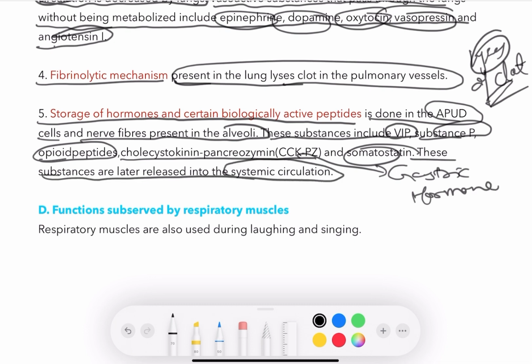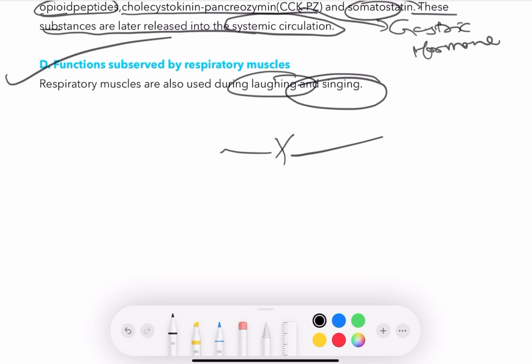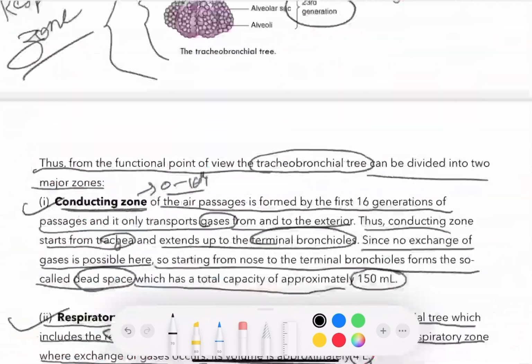So even the storage of such hormones is done by the respiratory system, and whenever needed, they are provided to the systemic circulation. Do remember. And last are the functions served by the respiratory muscles, that is laughing and singing. So here the physiological anatomy of the respiratory system is ended.